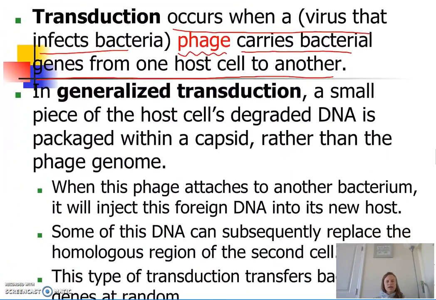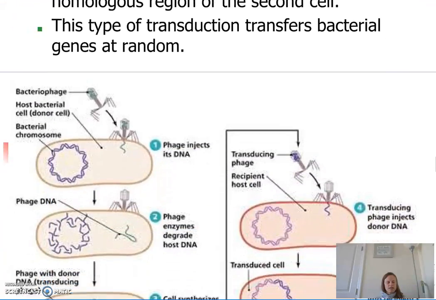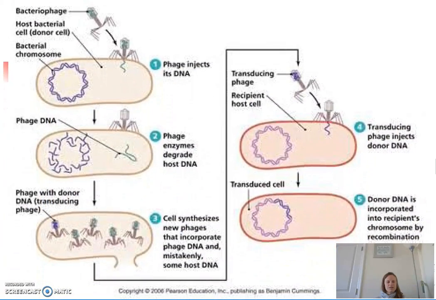This is a mechanism we haven't seen yet. Transduction occurs when a virus that infects bacteria, known as a phage, I know everybody else says phage, I say phage, potatoes, potatoes, tomatoes, tomatoes, whatever, carries bacterial genes from one host cell to another. So let's annotate this image to explore transduction.